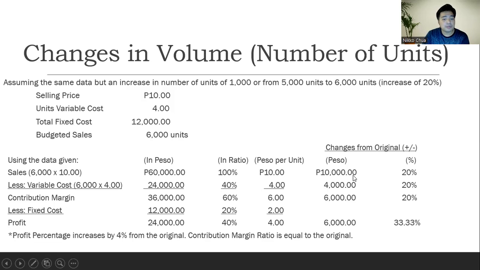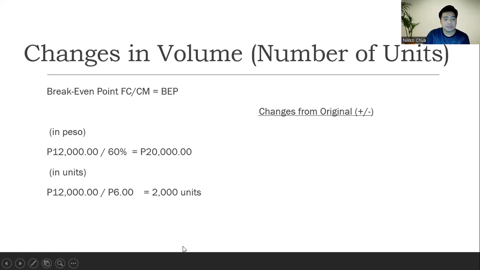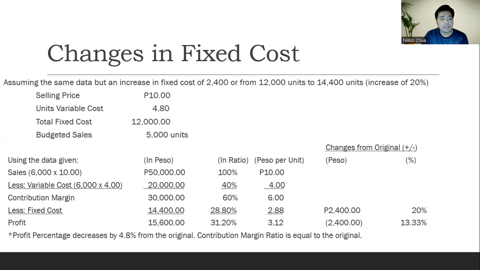So ito po, nag-increase po tayo sa sales ng 10,000, sa variable cost ng 4,000, sa contribution margin ng 6,000, that is 20% po, and sa profit ng 6,000. So sa break-even point po, 12,000 over 60%, that is equals to 20,000. Same pa rin po yung sa una nating, sa original natin, and 12,000 over 6 peso, that is 2,000 units. Same pa rin po.